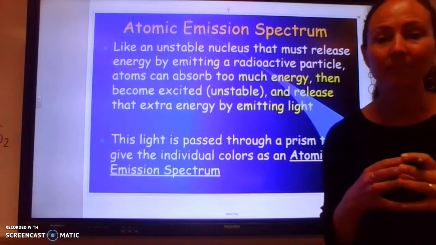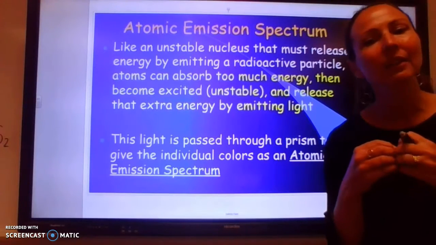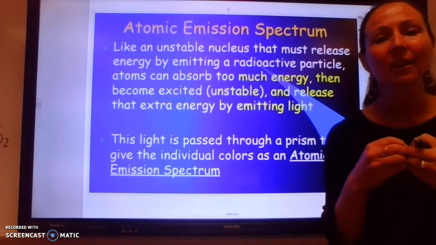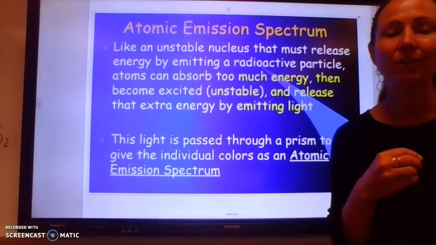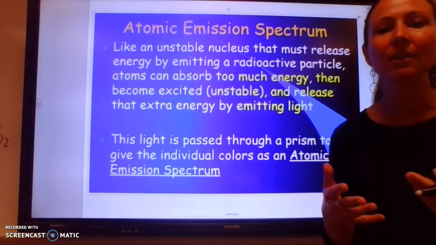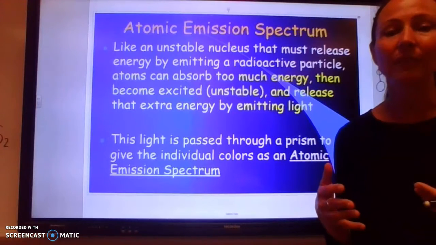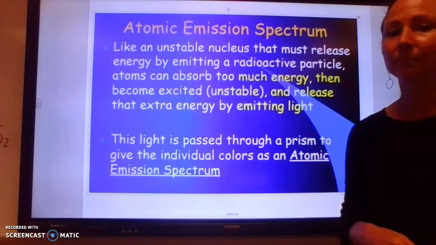If you have an atom, and now it's the electrons that are absorbing energy. If the electrons absorb too much energy, well then they're going to have to release that extra energy in some form, and it actually releases the energy in the form of light. Okay, so if it's not stable, it's going to have to release that energy.